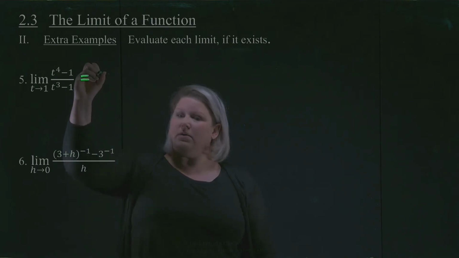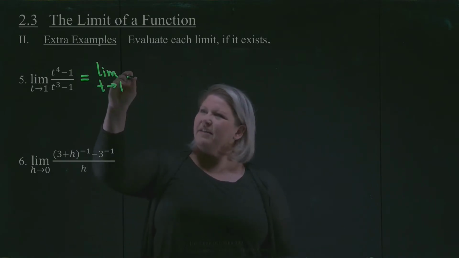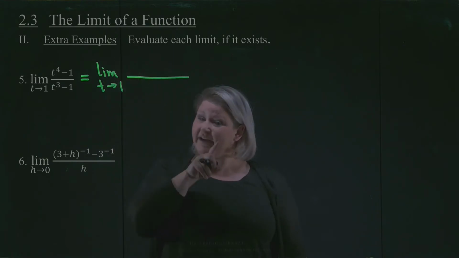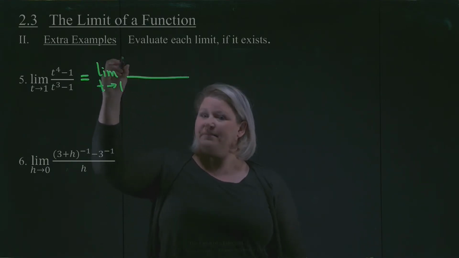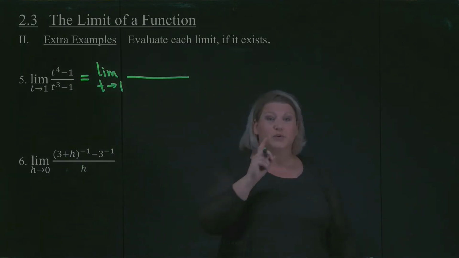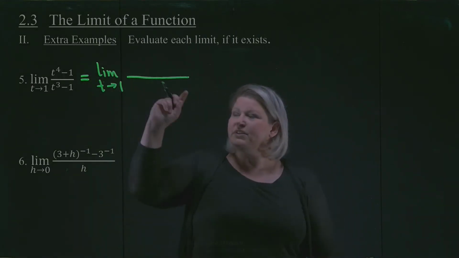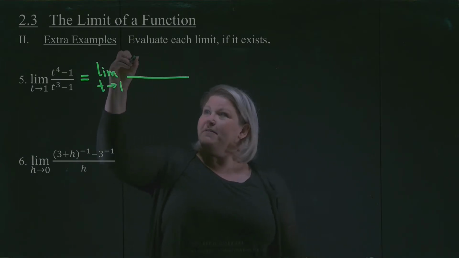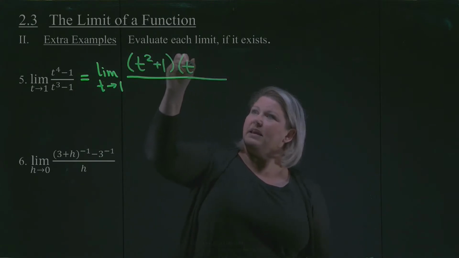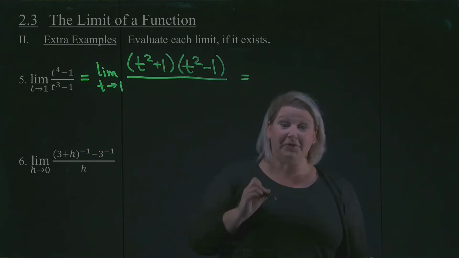All right, so limit as t approaches 1. The first thing I'm going to do is factor this. The numerator, believe it or not, is a difference of squares. See how that 4 is an even power? Anytime you have a variable to an even power, you can take a perfect square root. So t to the 4 minus 1 can be factored into t squared plus 1 and t squared minus 1, which can be factored further, but we'll do that in a second.